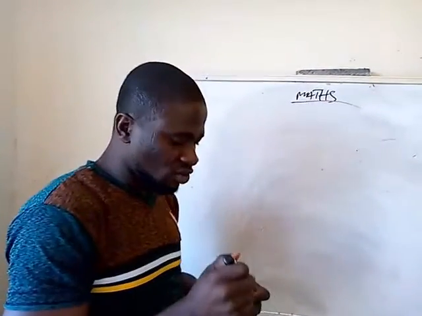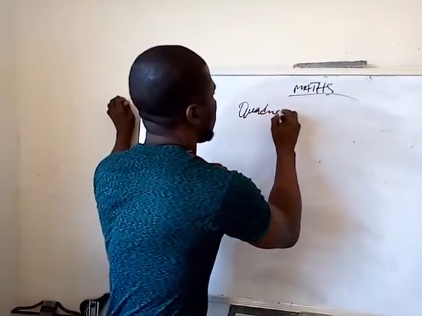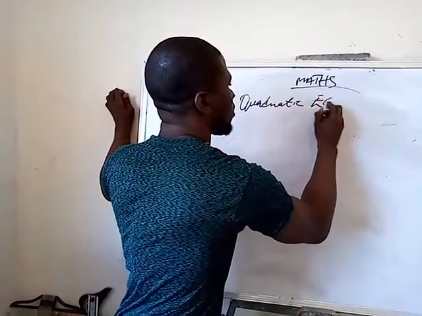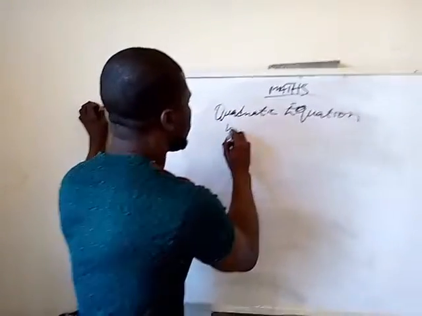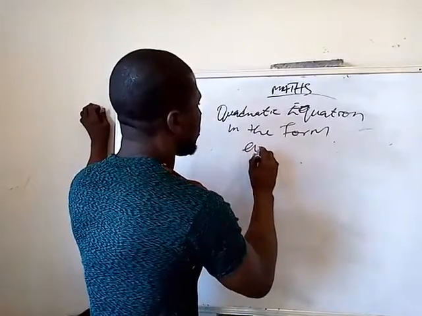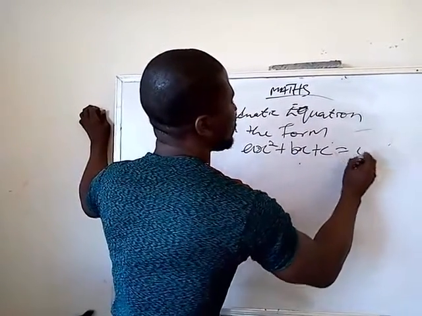The topic we are treating today is quadratic equation, in the form ax squared plus bx plus c equal to 0.